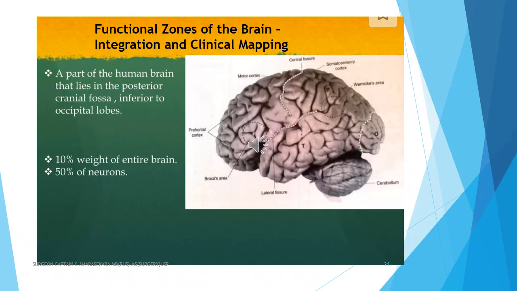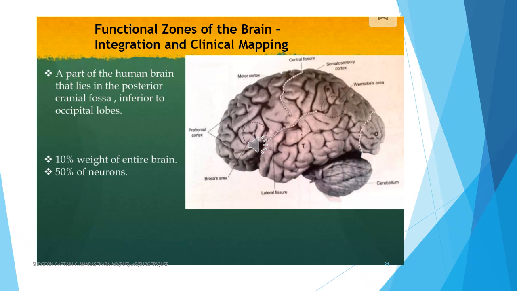Functional zones of the brain, integration and clinical mapping. Now that we have explored the lobes and their roles, let's consolidate our understanding by mapping key cortical regions to their clinical functions. As shown in our diagram, the motor cortex, precentral gyrus of the frontal lobe, controls voluntary movement, organized somatotopically. Lesions produce contralateral hemiparesis, often face and arm more than leg.